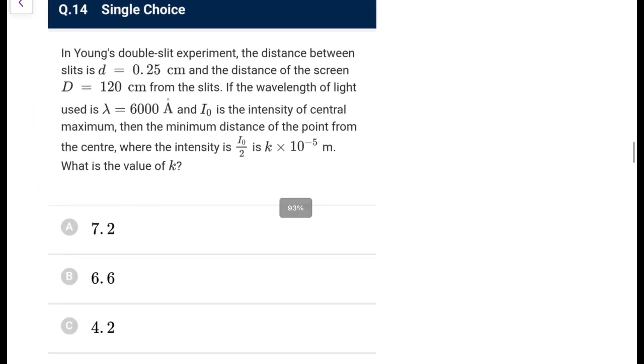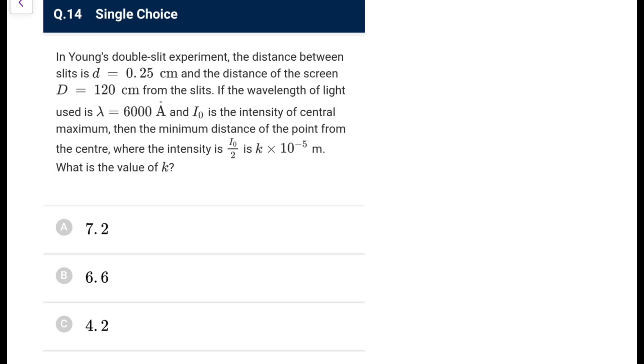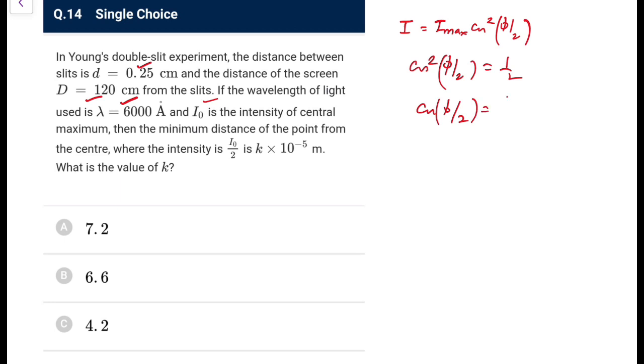Next, in a YDSE experiment, the distance between slits is d equals 0.25 centimeter and the distance of the screen is given. If the wavelength is given and I naught is the intensity of the central maxima, find the minimum distance of the point from the center where the intensity is I naught by 2. So we need the intensity equal to I naught by 2. Intensity at any point is I max or I naught cos square phi by 2. For it to become half, cos square phi by 2 must equal half. So cos phi by 2 equals 1 by root 2, so phi by 2 minimum would be 45 degrees, so phi would be 90 degrees.